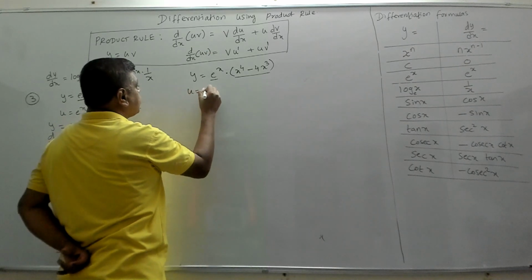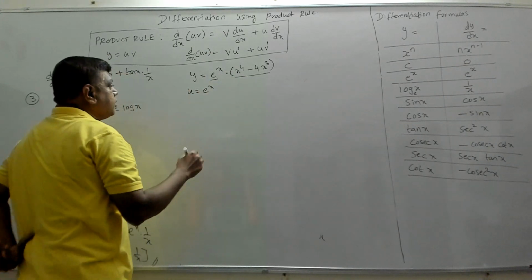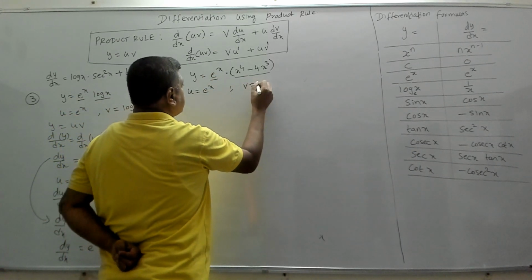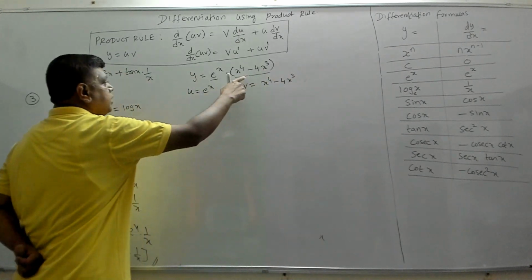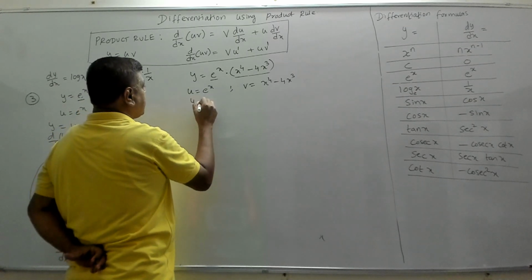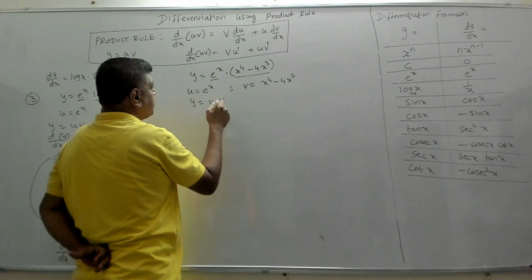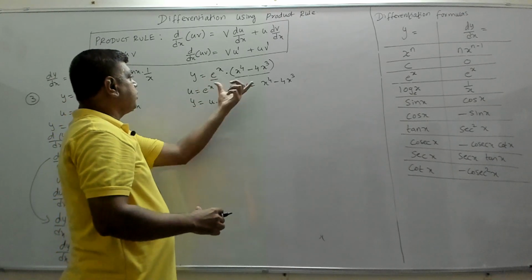So we will take u equal to e power x. You can even take this as u, this as v. It doesn't matter. The order doesn't matter. So this is u and our v is x power 4 minus 4x cube. That is our v. This is v, this is u. Fine. So now our y becomes u into v, because you have taken this as u, you have taken this as v.